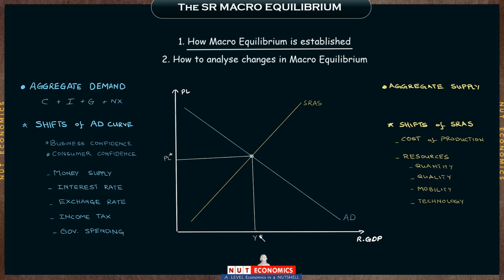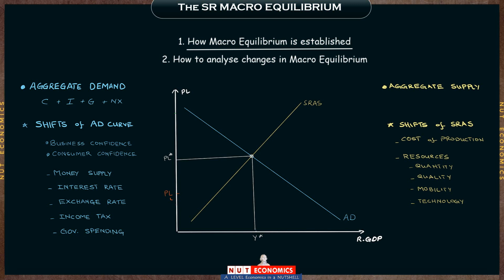Now, the way you can sort of prove why this PL star and Y star will be the unique macroeconomic equilibrium is to look at the only two other possibilities, which are: what happens if price levels are either less than PL star or more than PL star. Now, first of all, let's pick up the case where the price levels are below PL star. So let's call that PLL. So low price levels below PL star.